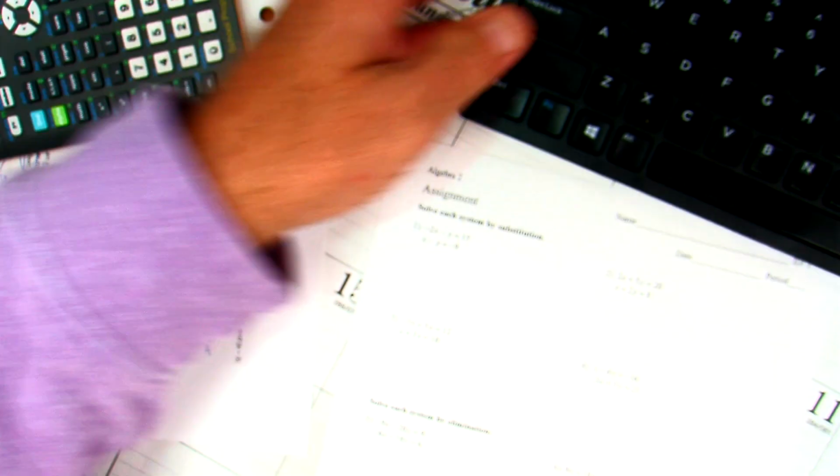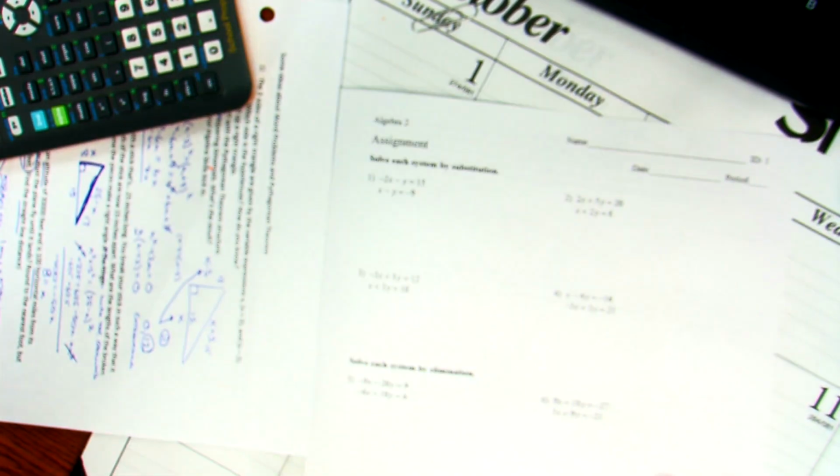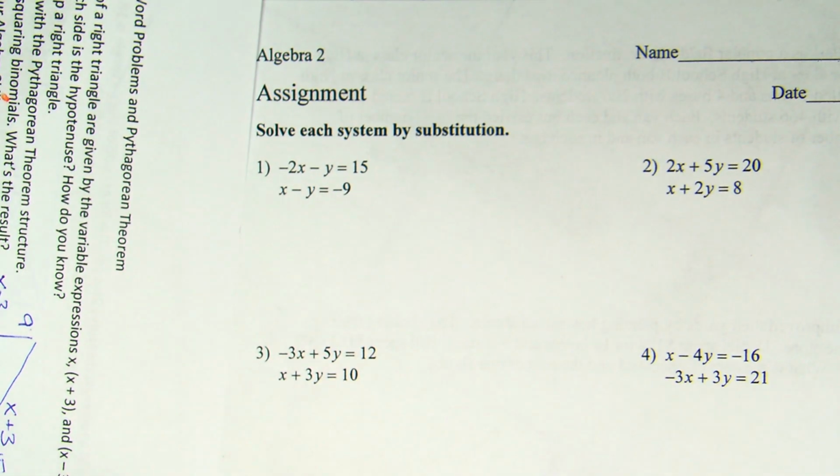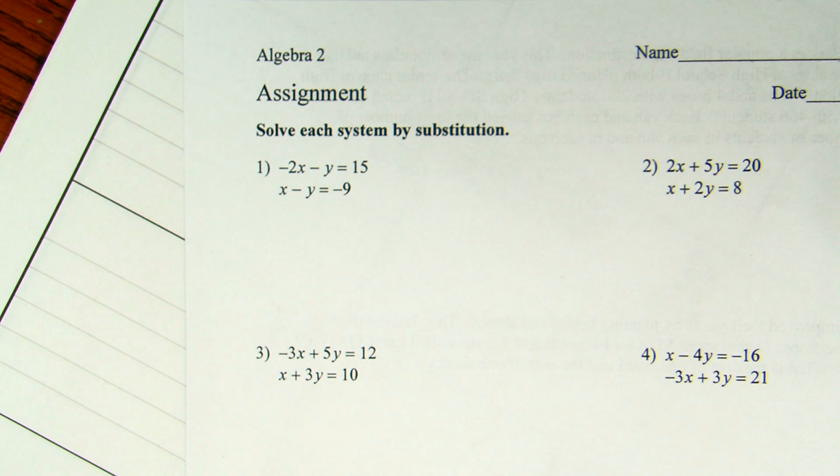There's four methods of solving a system. One is graphing, which is great, except when it's a fraction or decimal, it's kind of hard to estimate where it is. The two ways we're going to talk about today are substitution and elimination.